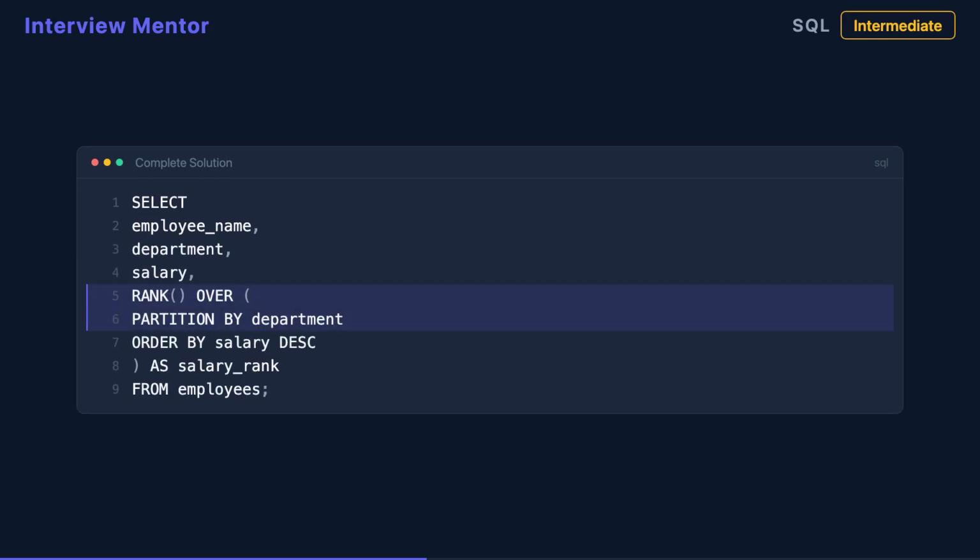Here's the complete syntax. SELECT employee name, department, salary, and then RANK OVER with PARTITION BY department and ORDER BY salary DESC. The OVER clause is where the ranking logic lives. PARTITION BY creates the groups. ORDER BY defines what determines the rank. Descending means highest salary gets rank 1. You can use DENSE_RANK or ROW_NUMBER instead of RANK depending on your tie handling needs. This query is syntactically correct and production ready.